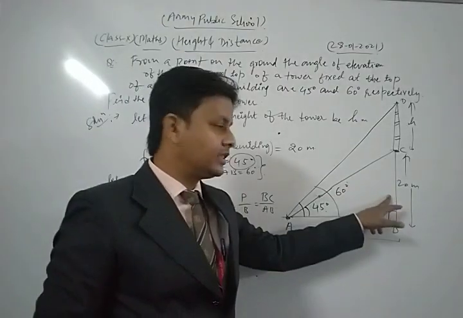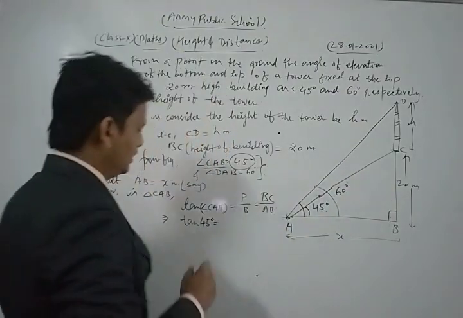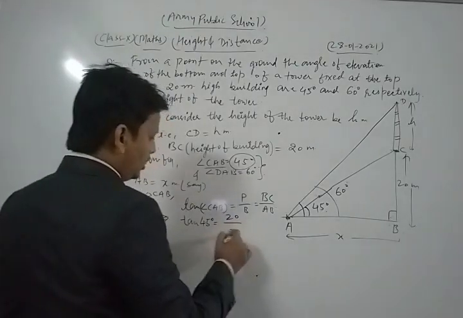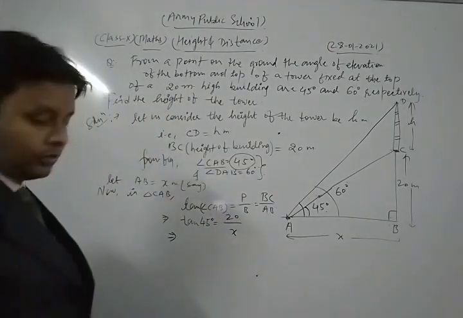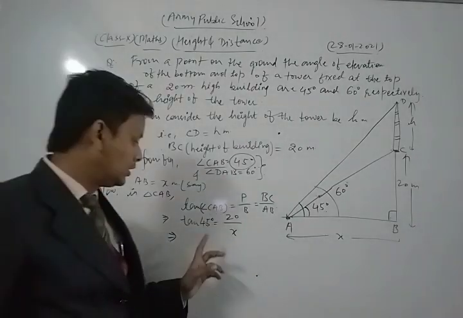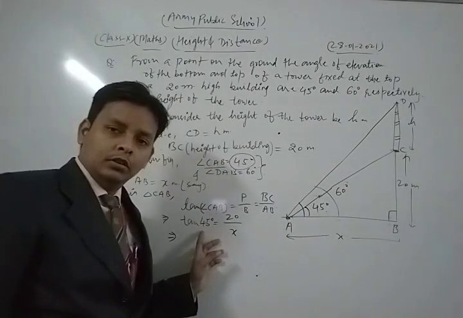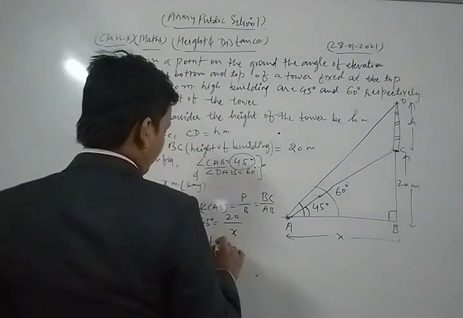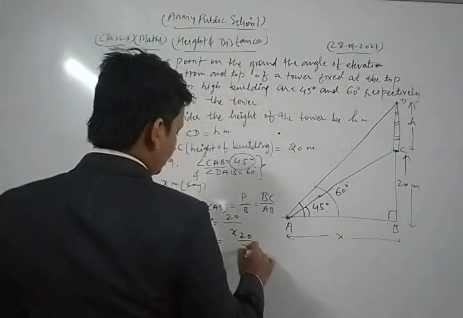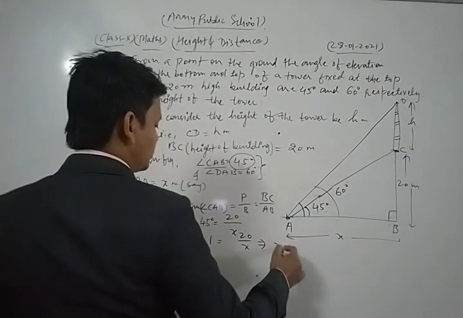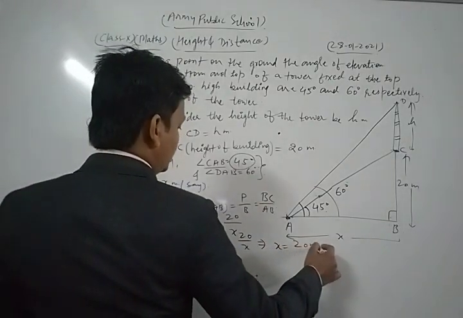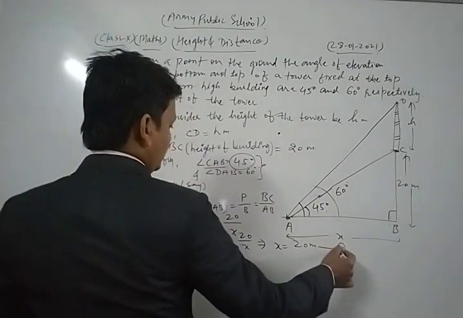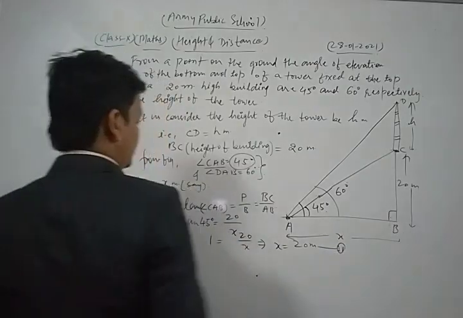Here the perpendicular BC is 20, so we put 20 divided by the base, which is x. Now you know, dear friends, that the value of tan 45 is 1. So here we put 1 is equal to 20 upon x. Now we do the cross multiplication, so x is equal to 20 meters. This is equation first.